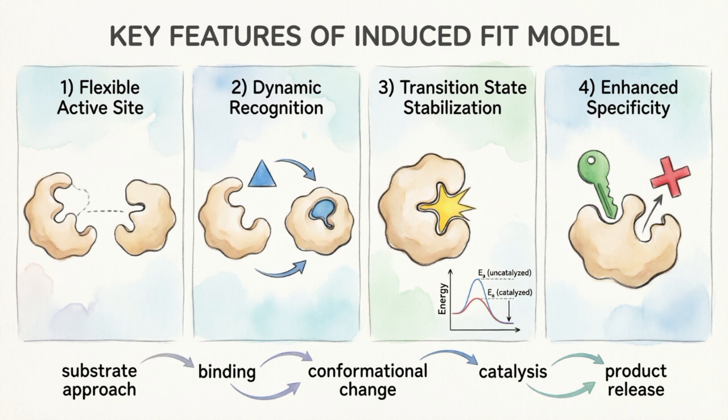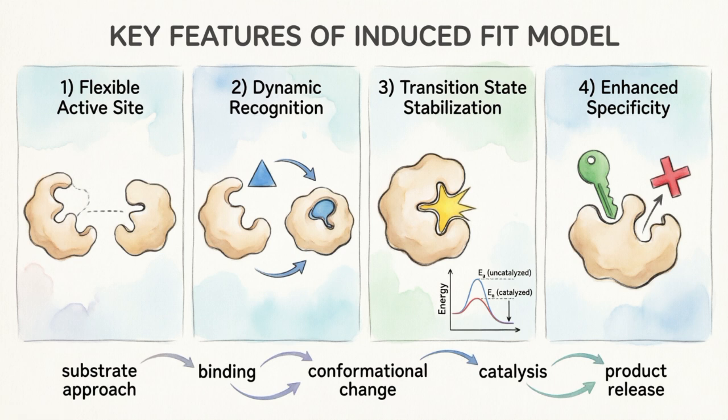Panel 3 is labeled Transition State Stabilization. The beige enzyme holds a yellow star shape representing the transition state. Below this is an energy graph. The graph shows a high blue curve labeled IA uncatalyzed and a lower red curve labeled IA catalyzed, demonstrating how the enzyme lowers activation energy.